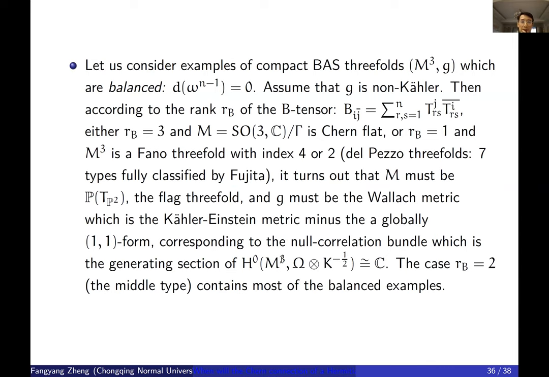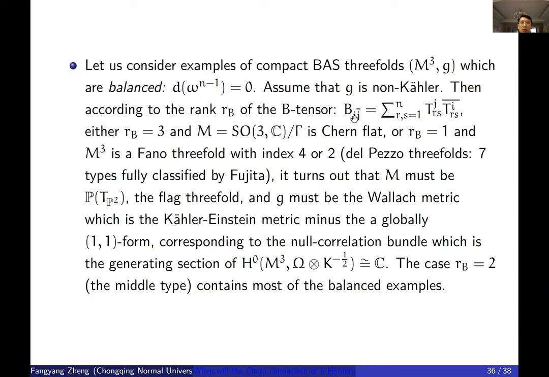So in the remaining minute or two, let's discuss some Bismut-Ambrose-Singer examples. I restrict myself, because most of the examples are non-balanced. There are more non-balanced examples, so let's restrict ourselves to the balanced ones. So we consider compact Bismut-Ambrose-Singer threefolds that are balanced. Assume it's non-Kähler.